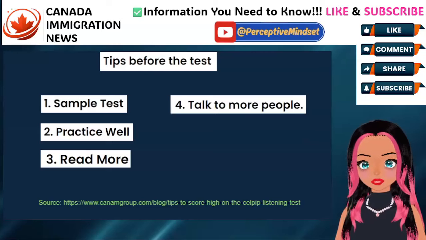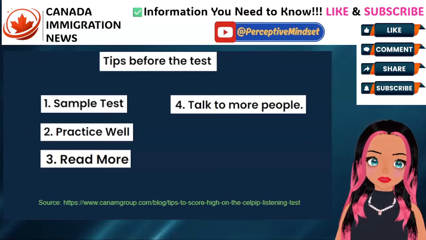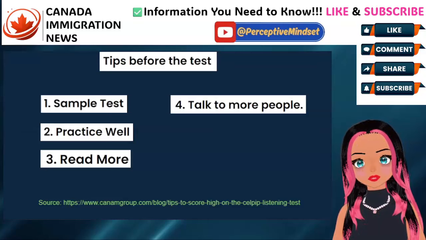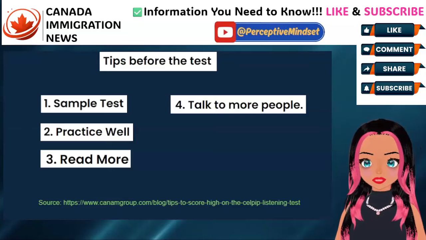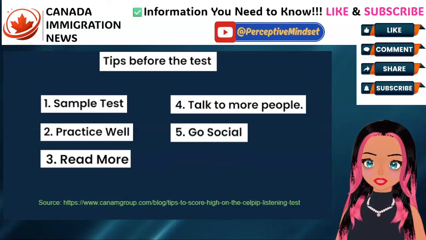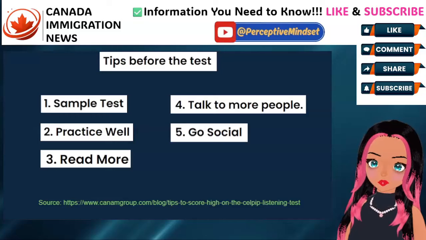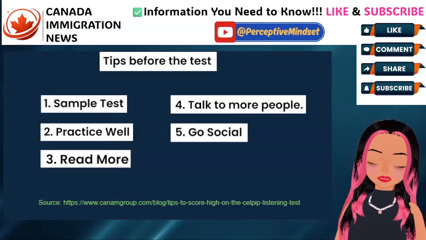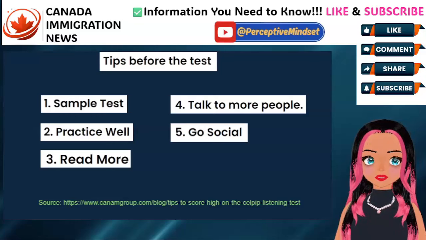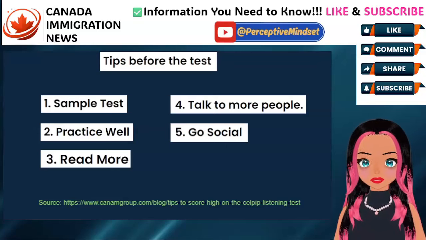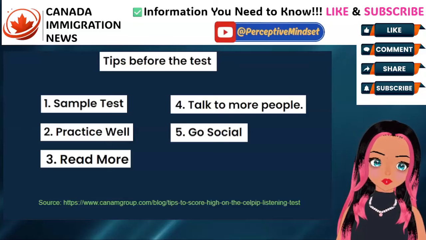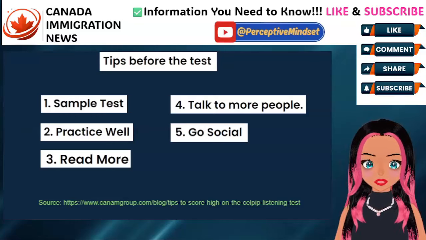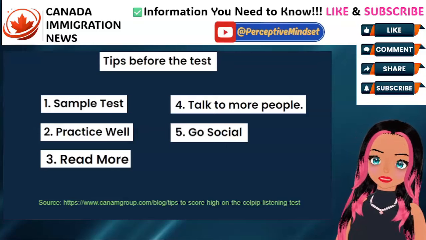Tip number four, talk to more people. You can improve listening skills by talking to as many persons as possible. You can speak with your friends. You can speak with your family, and you can get used to hearing English, especially if it is not your first language. It does help. Tip number five, go social. Listening skills can be improved by exposing yourself to social media and to social situations like shopping, asking for directions and opinions. These are activities where the more they are done, the more the listening will be improved, right? And remember, this video is also for persons who are looking to improve on their English. If you have English as your first language, this will seem like a walk in the park, but I'm telling you, it can even challenge persons whose first language is English.